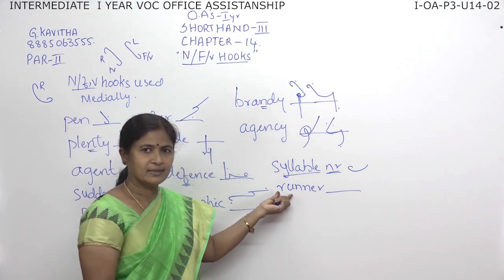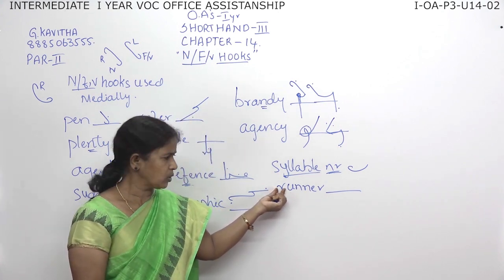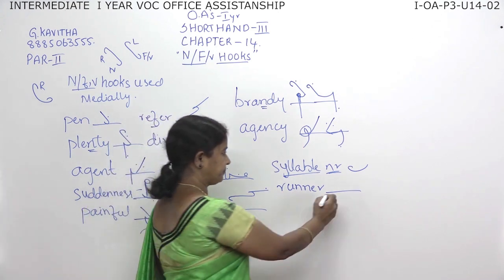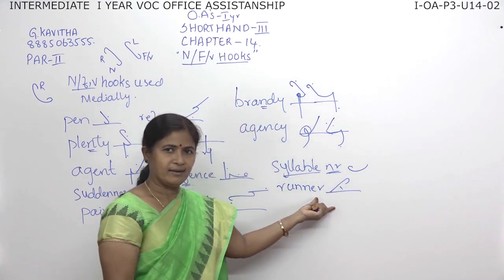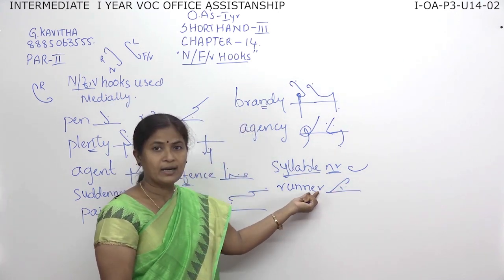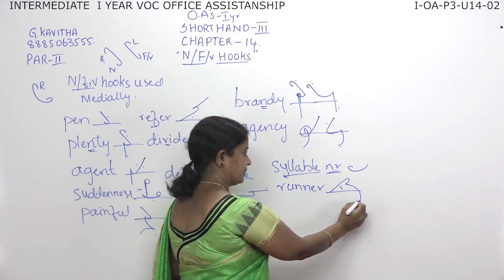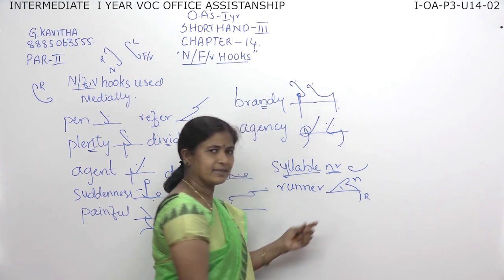Runner, runner, ra, re. We write re. Why? Because after R there is a vowel. How do we write run? Re and N. Run. Now there is one more R. We write double R. So here, hook N and double R is written.